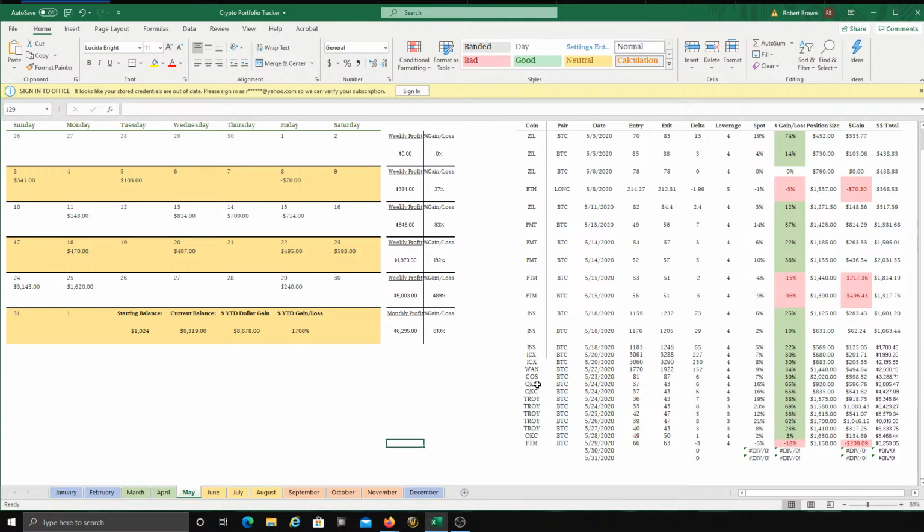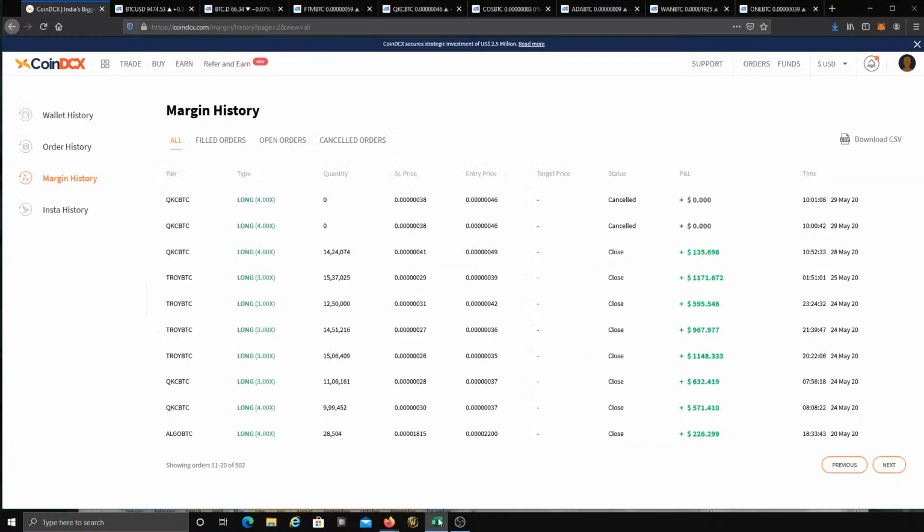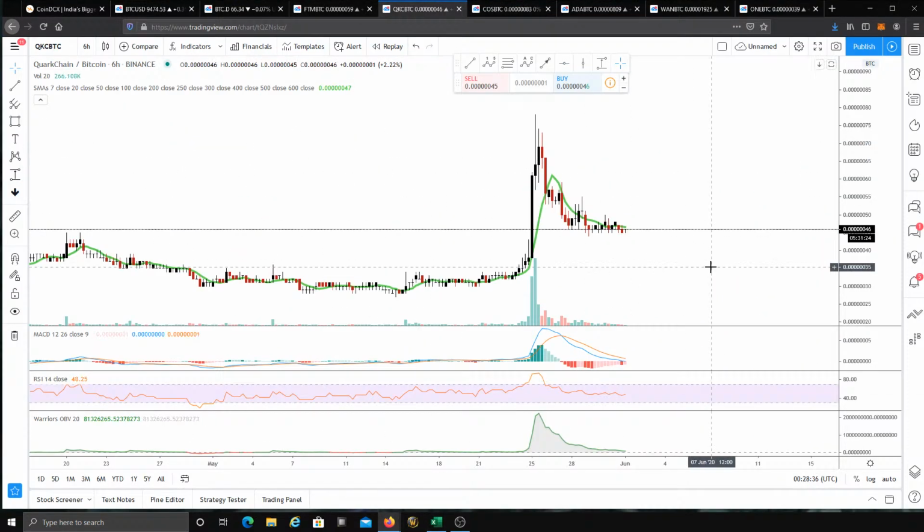Okay, so let's look at Quark Chain. This is where I'm going to punch myself because I wasn't patient enough. Okay, so let's look at our entry here from 37 to 43. Let's go to Quark Chain.